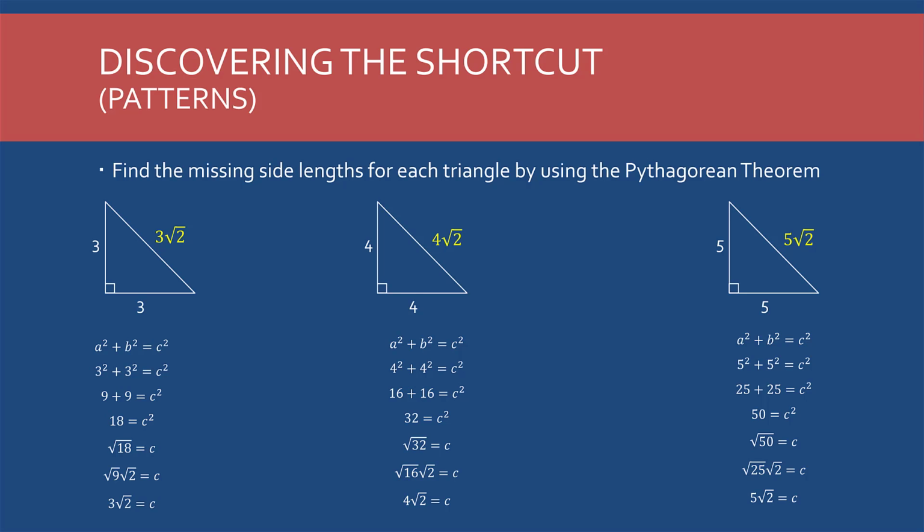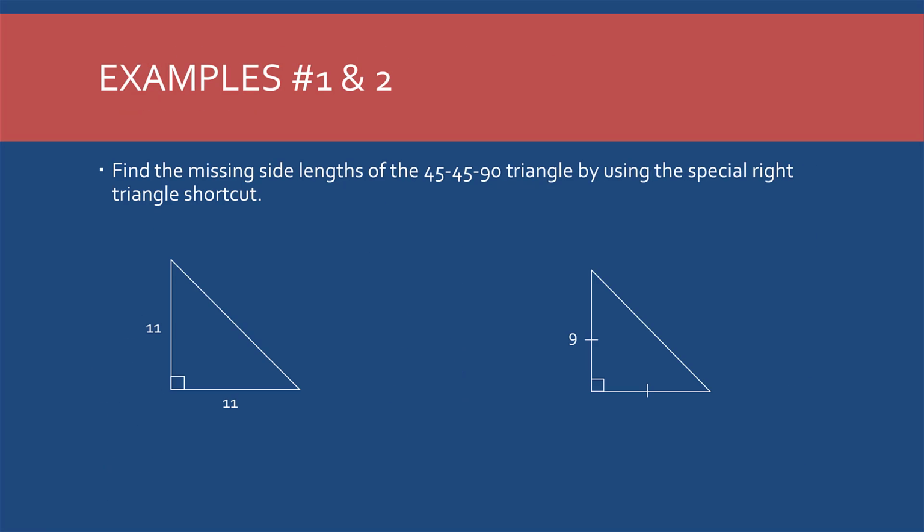Notice how it's always the two side lengths, and then our hypotenuse is the side length with a root 2 afterwards. So let's try a few examples using this shortcut. Here are two triangles. We want to find the missing hypotenuse. We're going to focus on the example on the left first. So here we have two side lengths of 11. So the hypotenuse is going to be 11 square root 2, because that gives me side lengths of 11, 11, 11 square root 2.